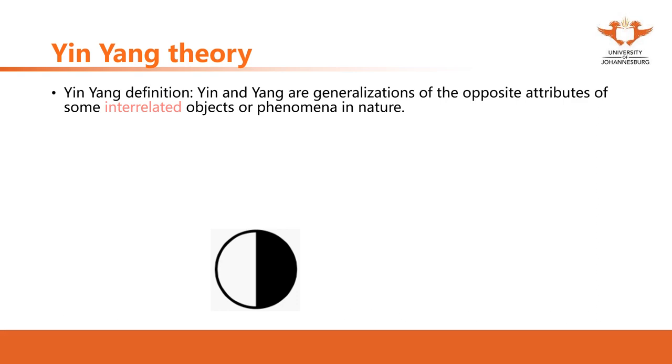From the definition, yin and yang are a generalization of the opposite attributes of some interrelated objects or phenomena in nature. So from the definition, you see this is a concept of the opposite attributes, the opposite sides of certain objects. These objects need to have something similar, some relationship. That's why they are interrelated objects or phenomena in nature.